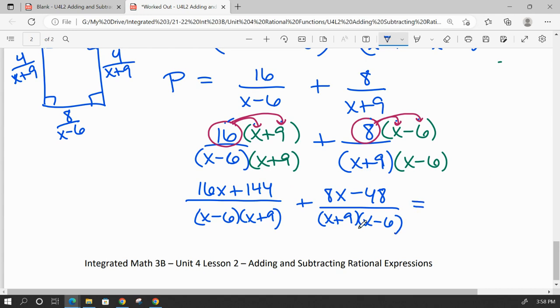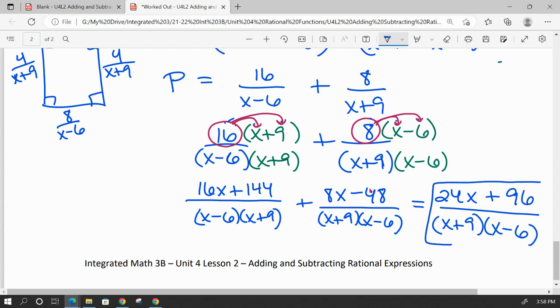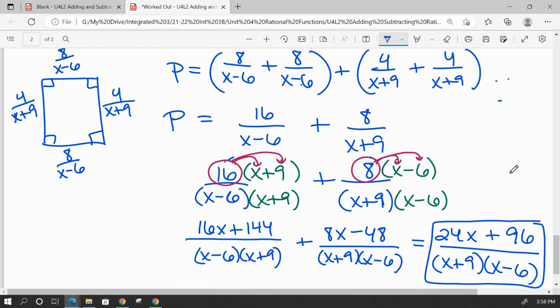Now that they have the same denominator, when you're adding, you simply add those numerators. So add your like terms: 16x and 8x added together is 24x. 144 minus 48 is a positive 96. Again, your denominator is x plus 9, x minus 6. This cannot be factored, so we're going to leave it alone. The one thing with this problem you do not have to do is write your undefined values. If it does not ask you for your undefined values, you don't need to give them.